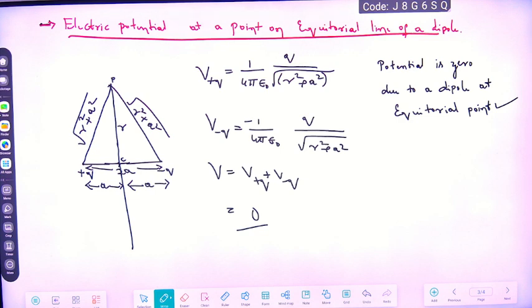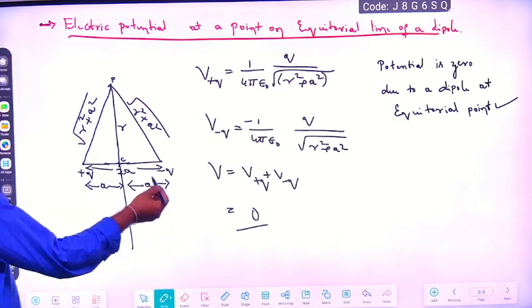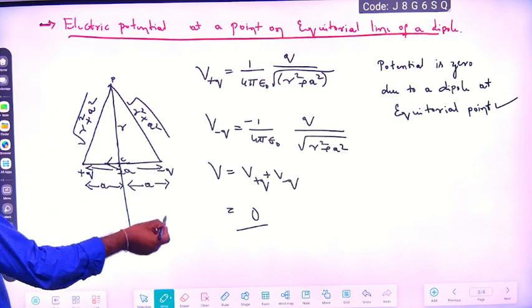Finished? Make it fast, make it fast. What is the dipole moment? Always it is from negative charge to positive charge.